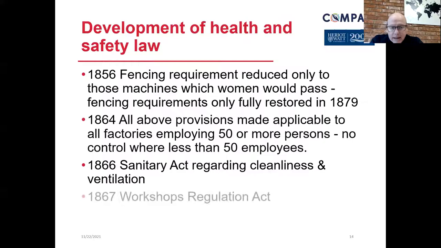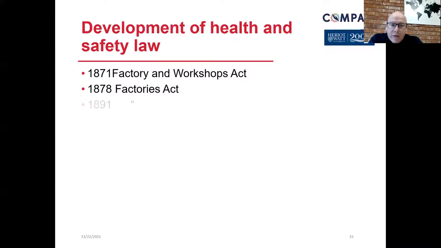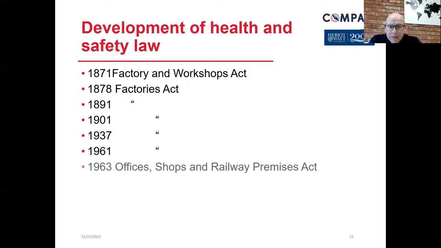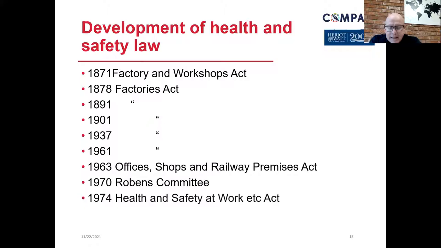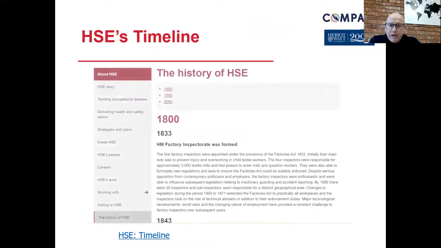Let's say before 1974 and after 1961, when we had the Factories Act and also the Offices, Shops and Railway Premises Act in 63. So all these developments came about, but they were, let's say, too prescriptive. So the Robens Committee came together in 1970 specifically to address this. And then ultimately, the changes came about from the Health and Safety at Work Act. Now, within that title, it's got the term etc. And that makes it an enabling act. Now, just looking at the Health and Safety Executive timeline, if you want to go back into history and find more about each of these changes, it's an interesting read to find out what took place and how it came about.